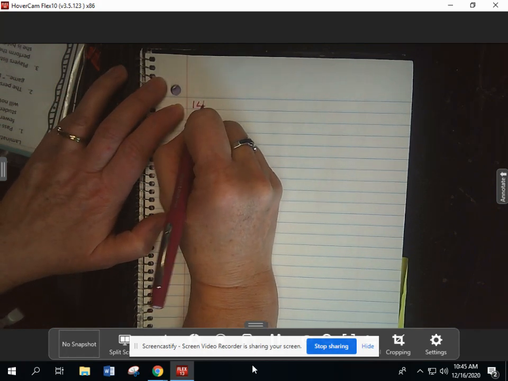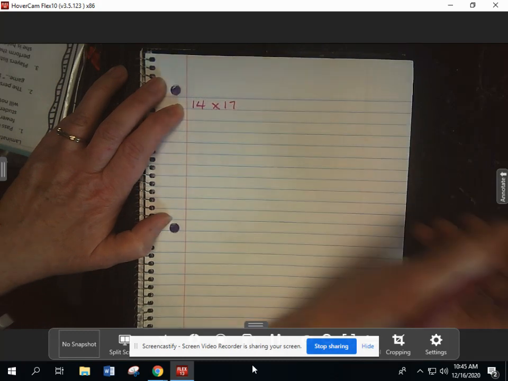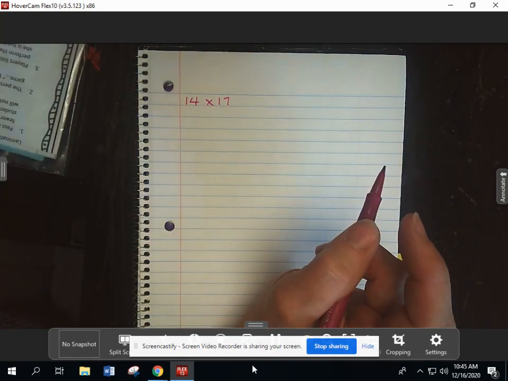So let's start out with 14 times 17. Since we can't do 14 times 17 very easily in our head, I'm not saying it's impossible, but since we can't do it very easily in our head, let's think about how we can break these numbers apart to make it easier to do. I know David really, really wants to do this again.